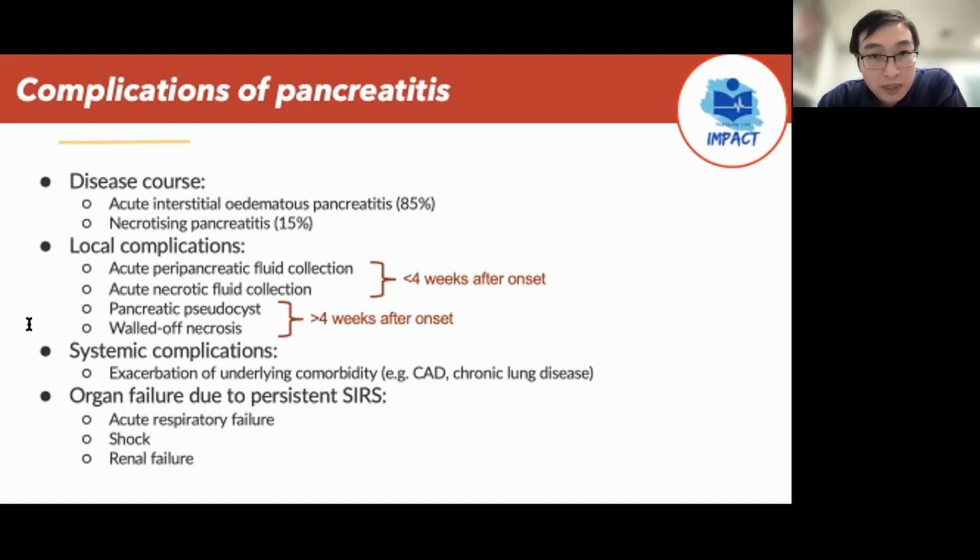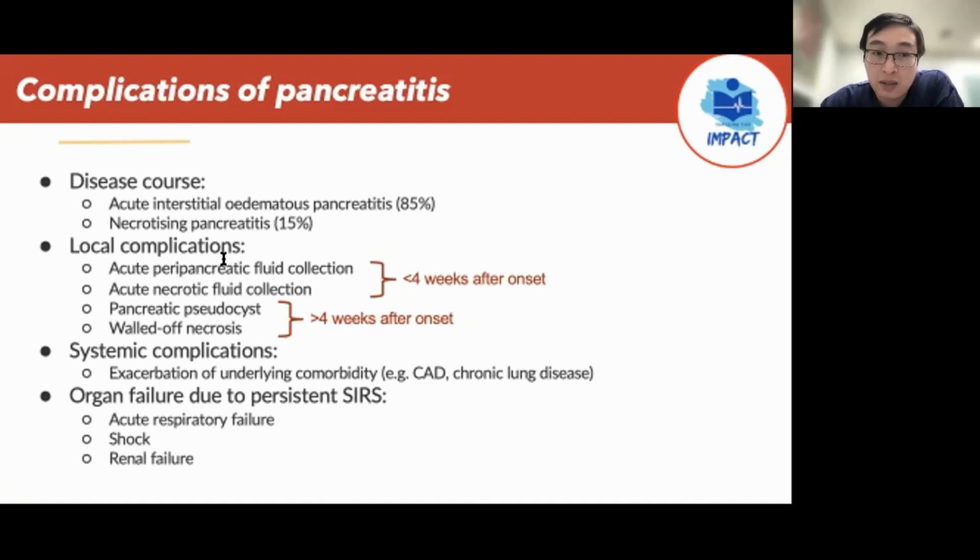When talking about complications, we tend to divide them into local and systemic complications. Pancreatitis is usually treated conservatively, so it's just supportive management. But these patients are almost invariably admitted under a gen surge unit because the complications of pancreatitis are invariably a surgical problem. And these are the things that we need to monitor for in the days to weeks following the acute presentation.